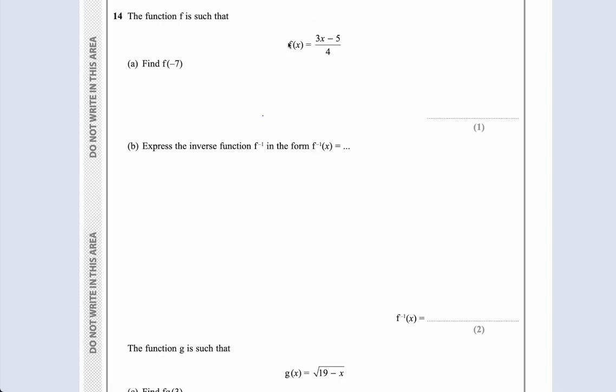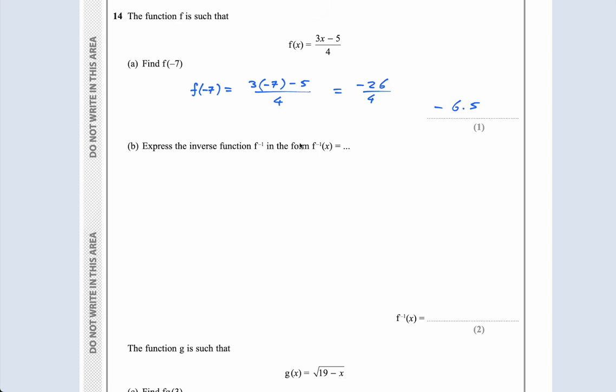Question 14. Here's a function, f of x, find f of minus 7. So f of minus 7 is, I sub in negative 7 into this. So it's just 3 times negative 7 minus 5 over 4. You can do this on your calculator. Minus 21 minus 5 is minus 26 over 4. Minus 26 over 4 is minus 6.5. Again, use your calculator. Not too difficult.